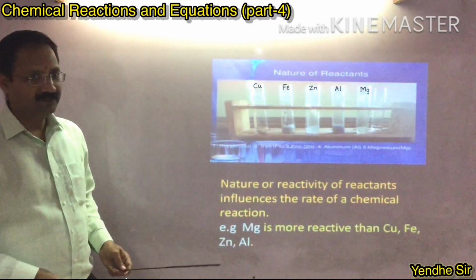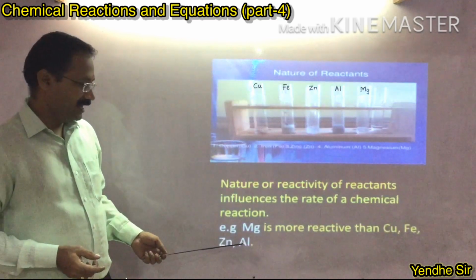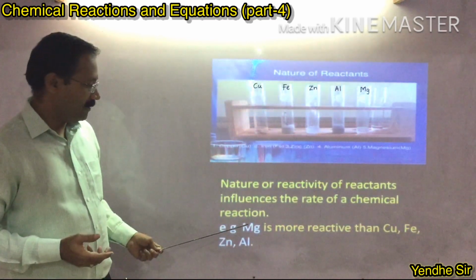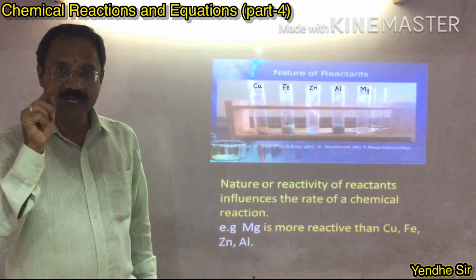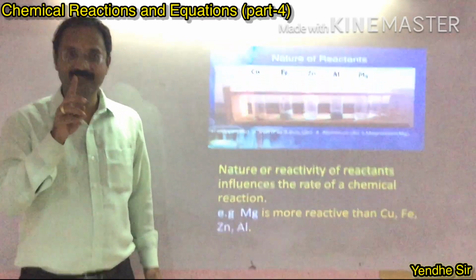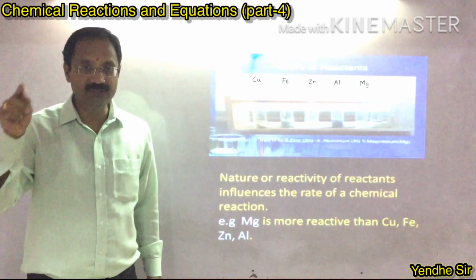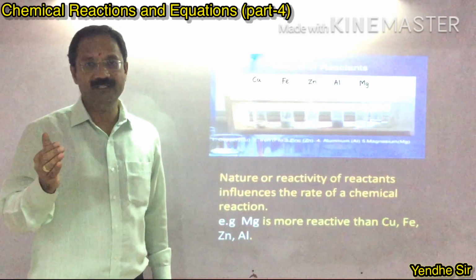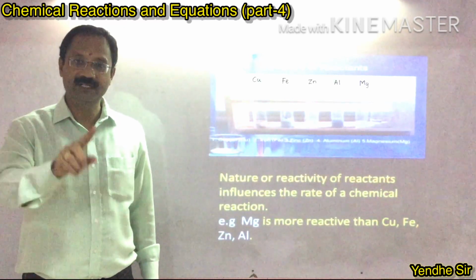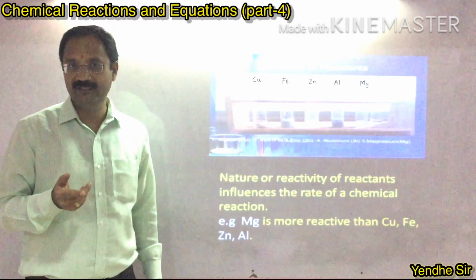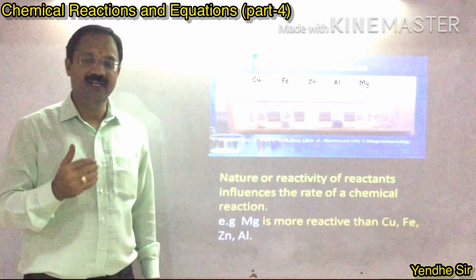Then compare these elements: copper and iron, which is more reactive; zinc and aluminium, which is more reactive; magnesium and aluminium, which is more reactive. See, magnesium has atomic number 12, aluminium has 13. So in that one, 2, 8, 3. There are 3 electrons in the outermost shell, and in magnesium there are 2 electrons in the outermost shell. Therefore, magnesium is more reactive than aluminium. If you compare like this, then you will find which is more reactive and which is less reactive.